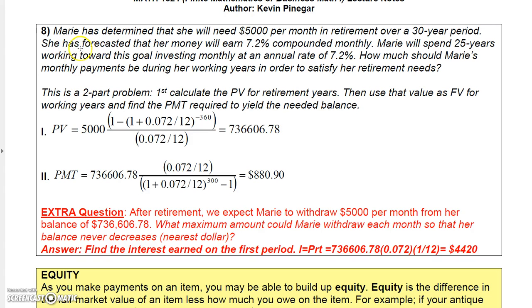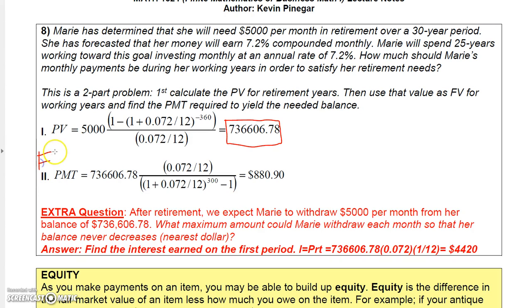Okay, go ahead and read this problem. This is a two-part problem. The first part, you have to find the present value, the amount of money that Marie needs at retirement. And then the second part, you're actually using a future value formula.